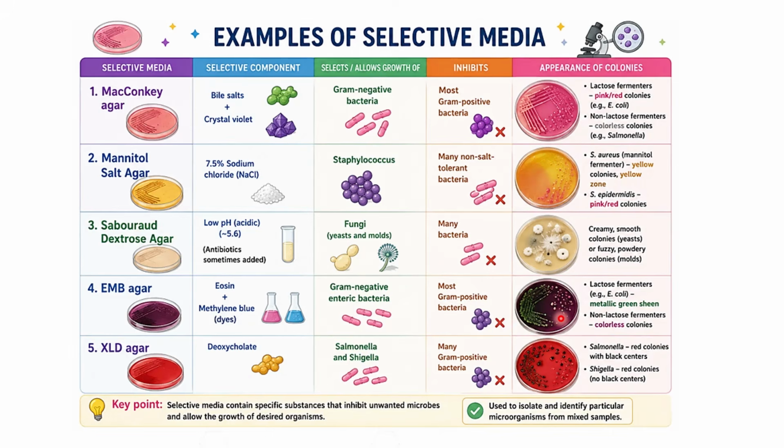The EMB agar can also be used to differentiate these selected gram-negative enteric bacteria into lactose fermenters and weak or non-lactose fermenters. So for example, strong lactose fermenters like E. coli will produce dark colonies with a distinctive metallic green sheen on the medium as shown over here. Whilst non-lactose fermenters will produce colorless or transparent colonies.